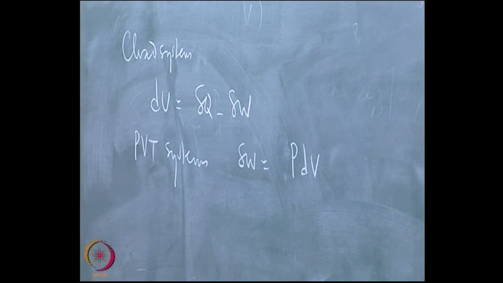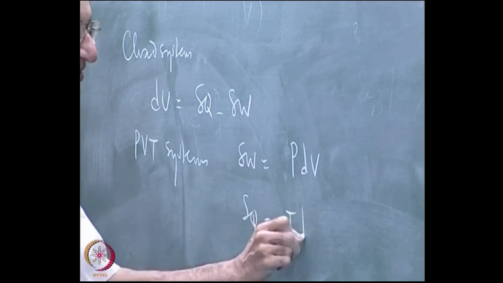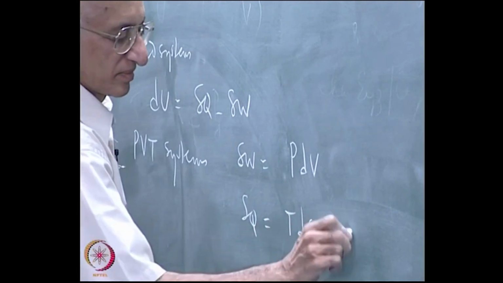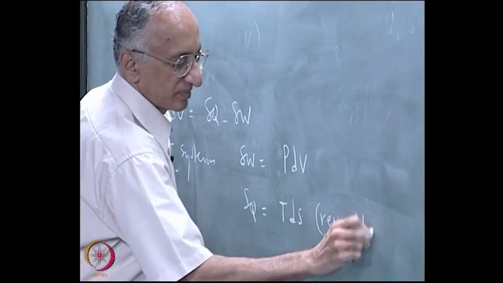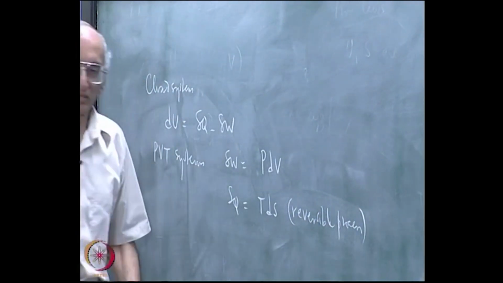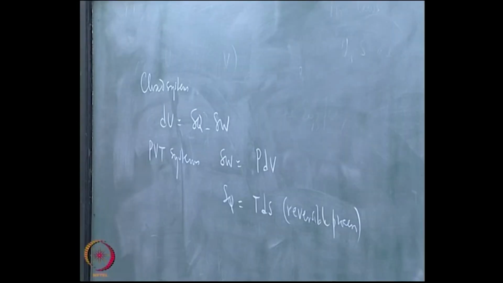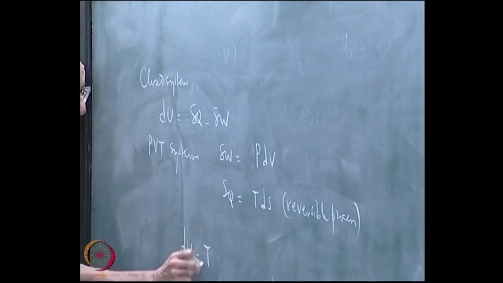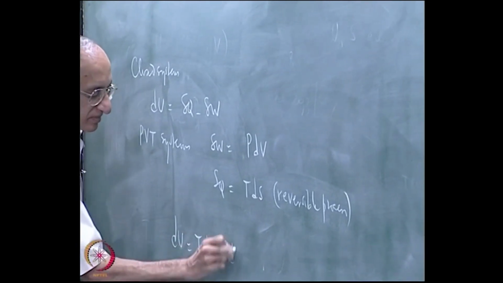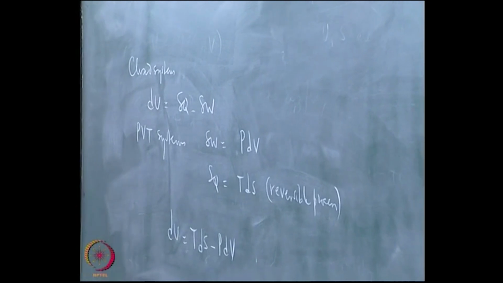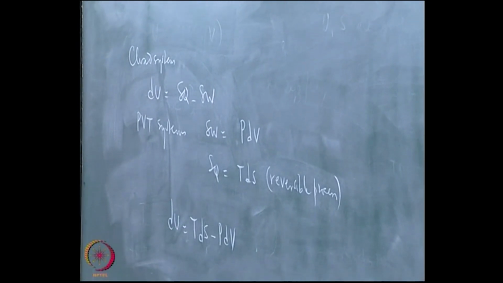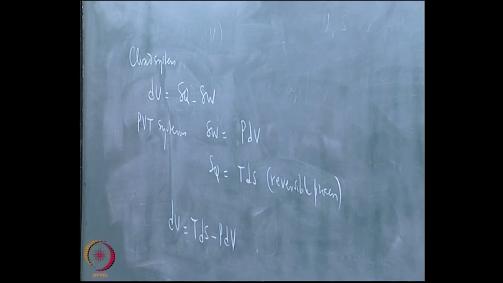PdV is the work done by the system, delta W is PdV, and delta Q is equal to TdS for a reversible system. I will come back to this. Because delta Q by T was defined as dS. So you get this result, dU is equal to TdS minus PdV. This is actually the combined form of the two laws.